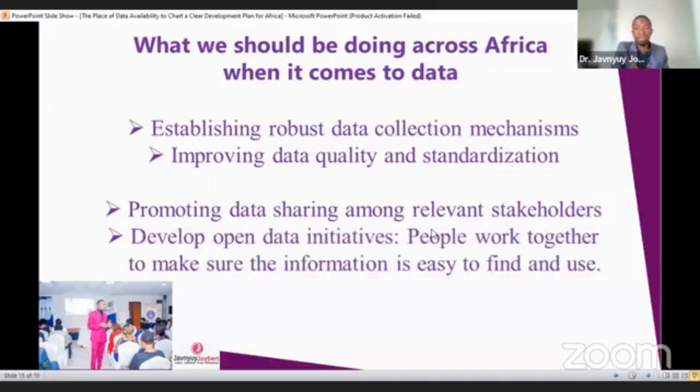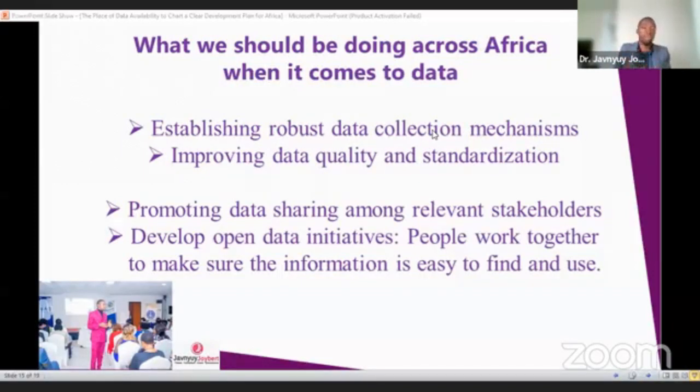Number three is promoting data sharing among relevant stakeholders. I was talking about giving examples of credit unions, microfinance. One person will take loans from 5 credit unions. Why? They don't share data. They are partners, they are stakeholders in the same industry. Education, healthcare, they need to start finding a structured way that they can share data, and they're going to move Africa forward.